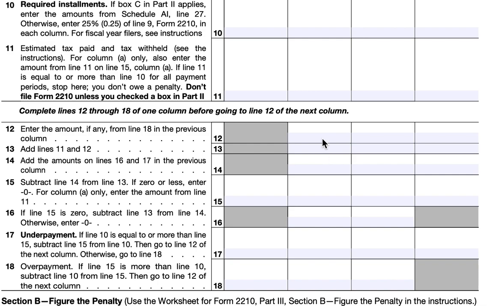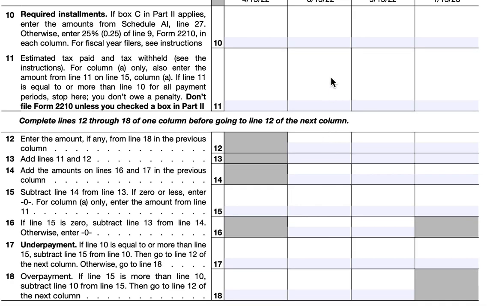Then you go to line 12 of the next column and you carry the amount from line 18 at the top. You add lines 11 and 12. So whatever the number is that's here, you would actually add that to this number here, and that's your total for line 13. And then in line 15, you subtract line 14 from line 13. So if for some reason there was an underpayment, you would actually add that here.